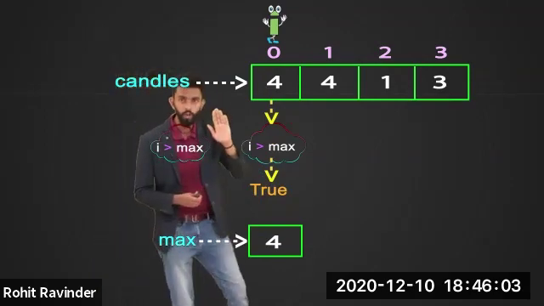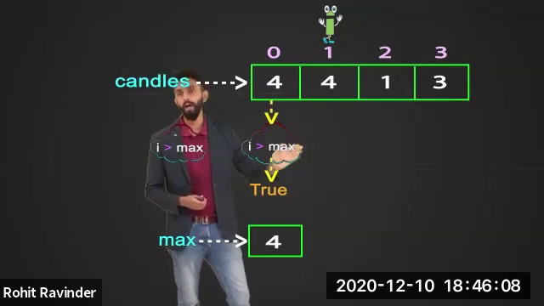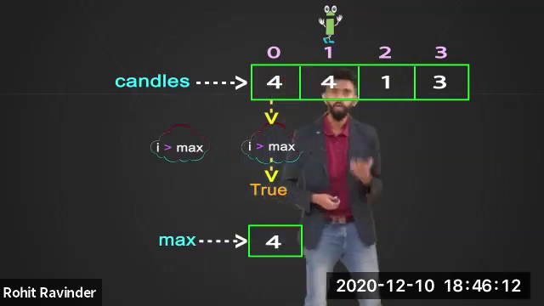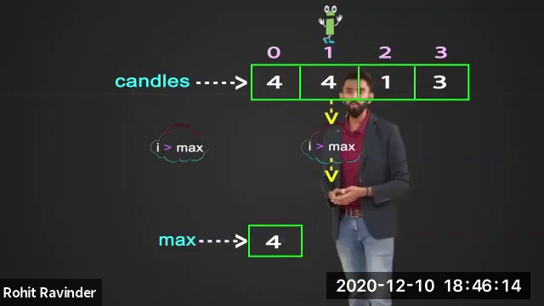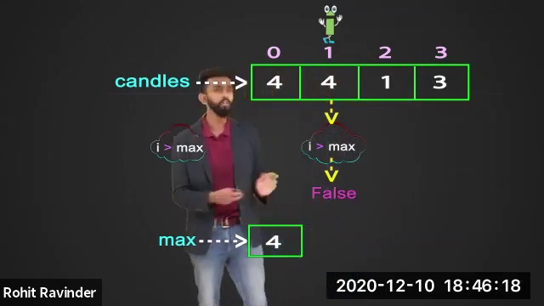Now I'm within a loop. I will move forward. Tell me, is I greater than max in this case? 100% not, because it is in fact equal. So if it is equal, I'm not going to do anything about it. So this condition is obviously going to be false. If it is false, I will do nothing.